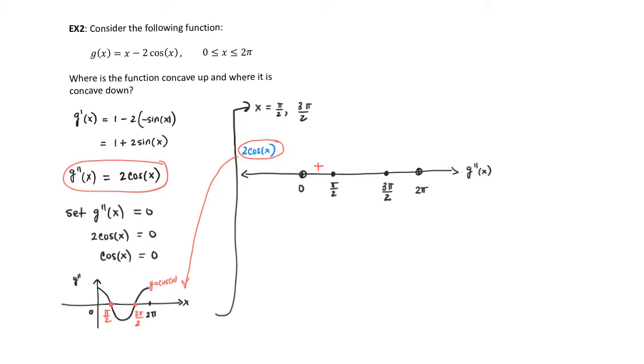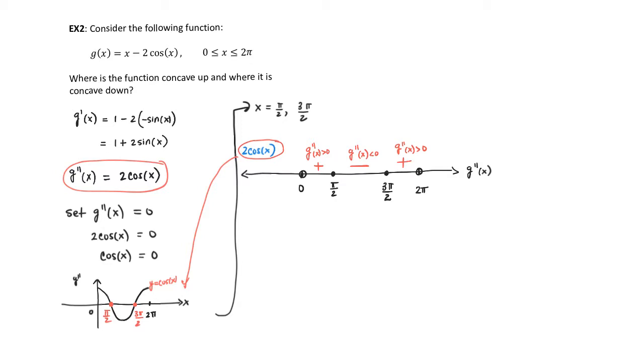Then we're going to go from pi over 2 to 3 pi over 2. Cosine is below the x-axis, so cosine is negative in this interval right there. Then we're going to go from 3 pi over 2 to 2 pi. Cosine is above the x-axis, so cosine is positive there. So then that means that the second derivative, oops, I keep putting f. Let me go back to g. G double prime of x here is bigger than 0. G double prime of x here is less than 0. And g double prime of x here is bigger than 0.